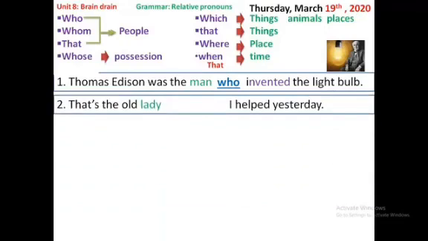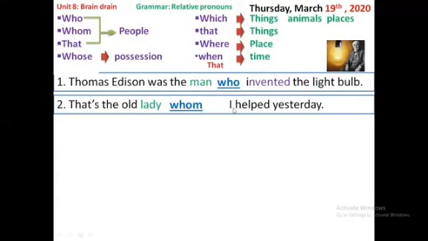The other example is, that's the old lady I helped yesterday. Oh, very good. So it refers to a person. Then we're going to say whom. Very good. Okay, now please pay attention. It refers to a person, it refers to a person. But look here, what follows is a subject. So, who is a subject and should be followed by a verb, and whom is an object and it does not need a verb. That's why we have to use here whom.